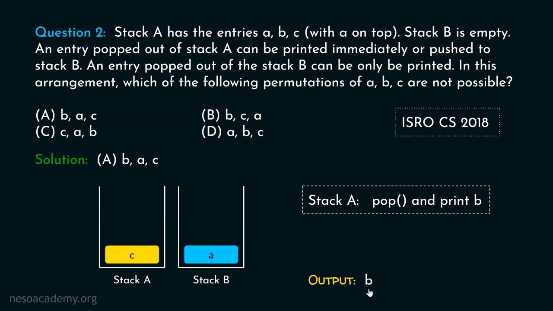And this is how it looks like, right? After this, we can see the topmost element of stack A is C and topmost element of stack B is A. The second element that we want to print is A.